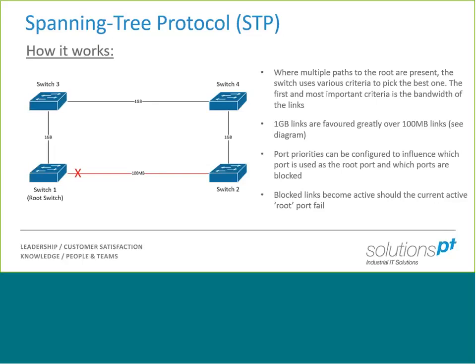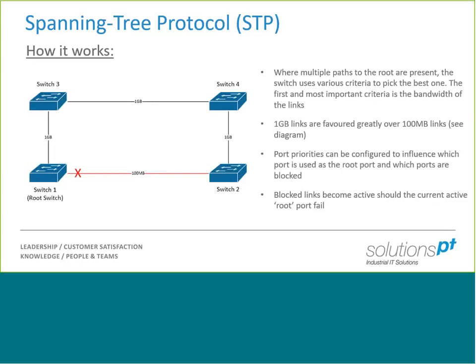Now, these are things that can be configured. We can configure port priorities and things like that, but the default behavior of spanning tree is to perform in this way. So 100 meg links are considered very slow, slower latency, that kind of thing, and that's why we would choose that path there.